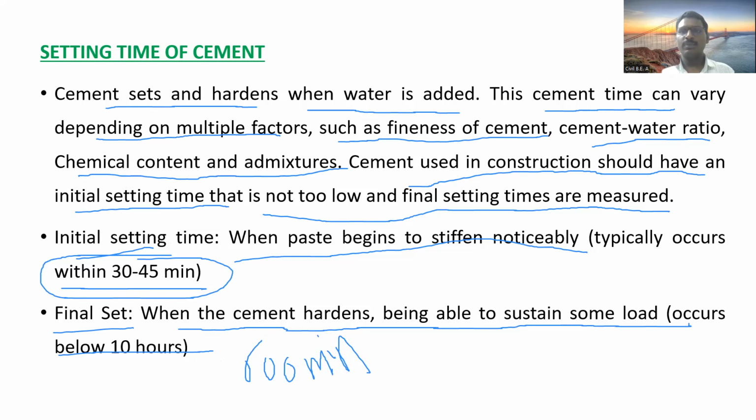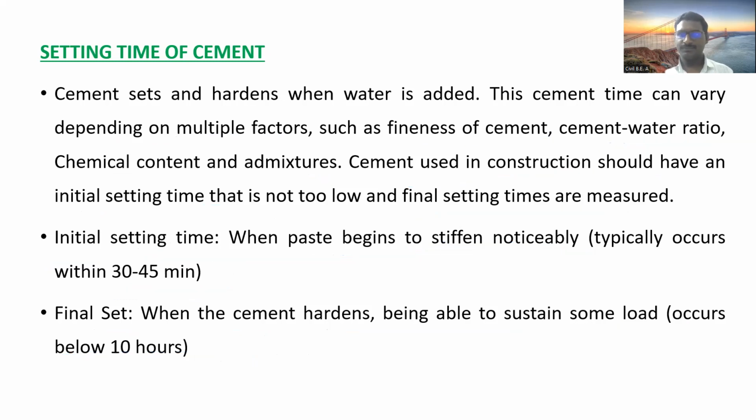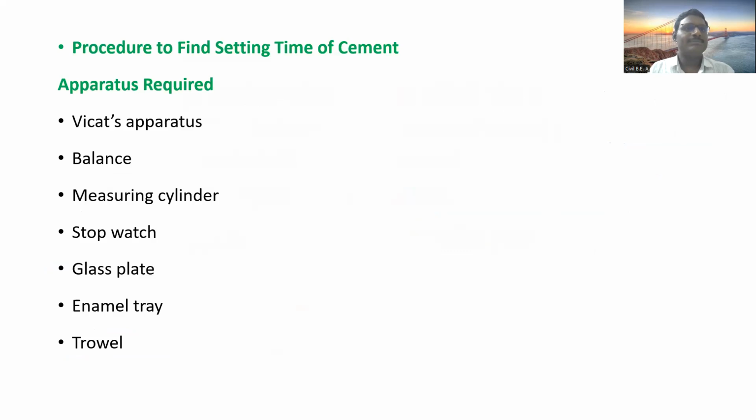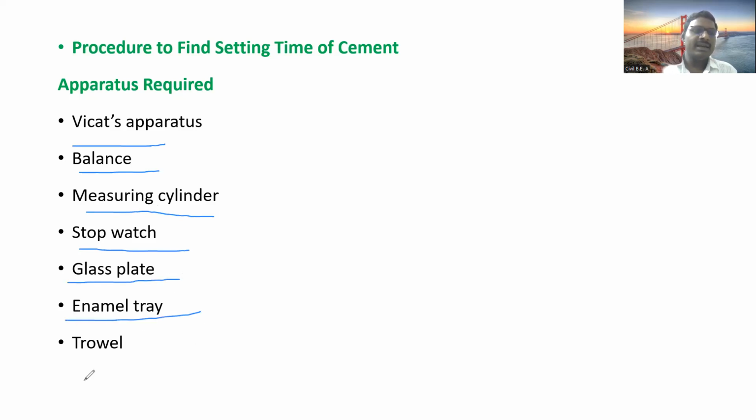Now we will see how to perform this initial and final setting time test. This is the Vicat apparatus, which we use to measure the initial and final setting time. The apparatus required are the Vicat apparatus, a weighing balance, a measuring cylinder, a stopwatch, a glass plate, an enamel tray, and a trowel. These are the apparatus required for conducting the setting time test.